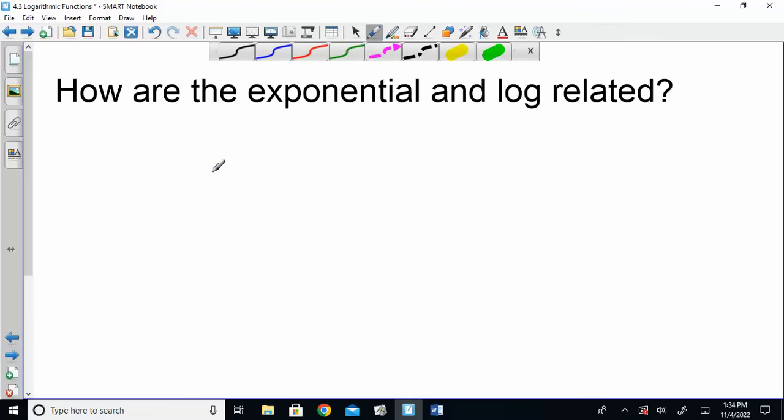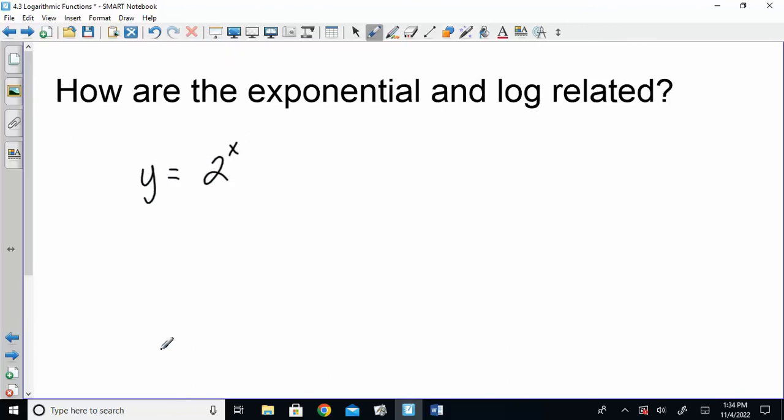So if I said y equals 2 to the x, that's an exponential, right? And if I told you guys to graph that, what would you do? Oh, you would not. Shame on you. What do we do?